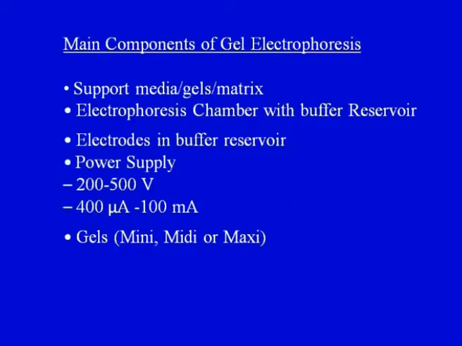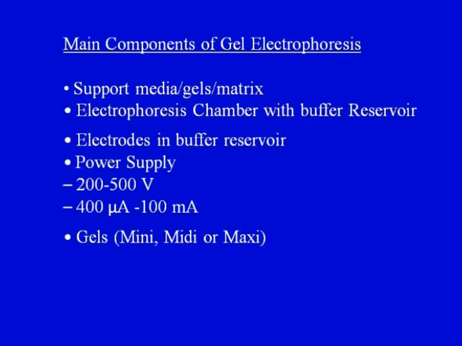Then with this support material, another thing you require is an electrophoretic apparatus or chamber with buffer reservoir. We will show you that in a little while. Then electrodes in the buffer reservoir, that is the positive electrode and negative electrode. Then you require a power supply for a particular power setting, that is, you can run it on constant power, or on constant voltage, or even on constant current.